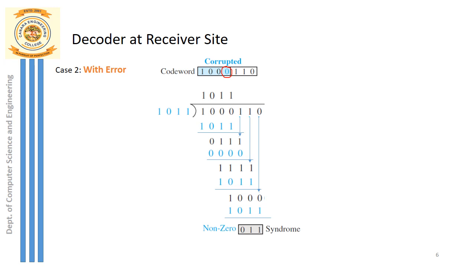We get the last remainder as non-zero, that is 0, 1, 1, 1. Since the syndrome bits are non-zero, we can say that there is an error in the received code word. The receiver has successfully identified, or detected, the error. The received code word will be discarded.